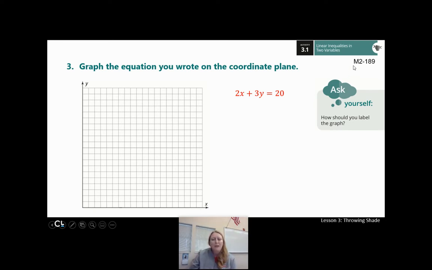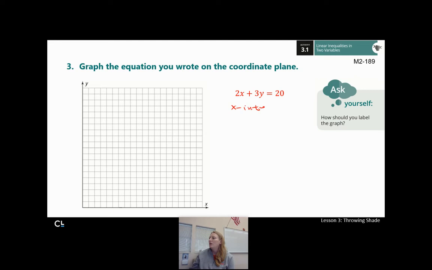That'll make things better. Go ahead and hit pause to work this out and graph your equation, and then hit play when you're ready to check your work. All right, so I'm going to start by finding the x-intercept.